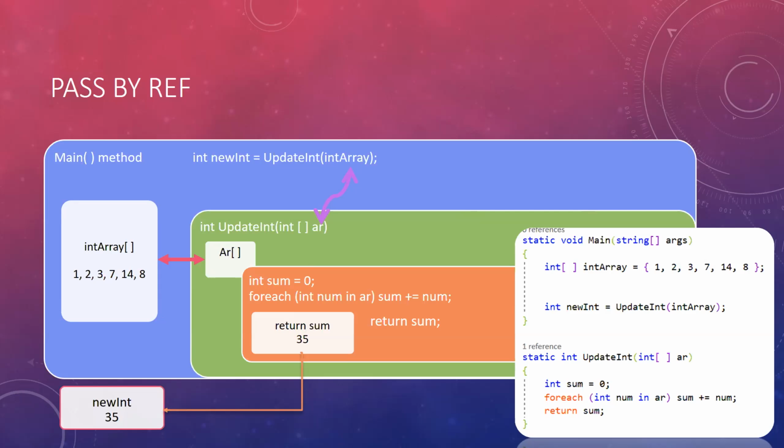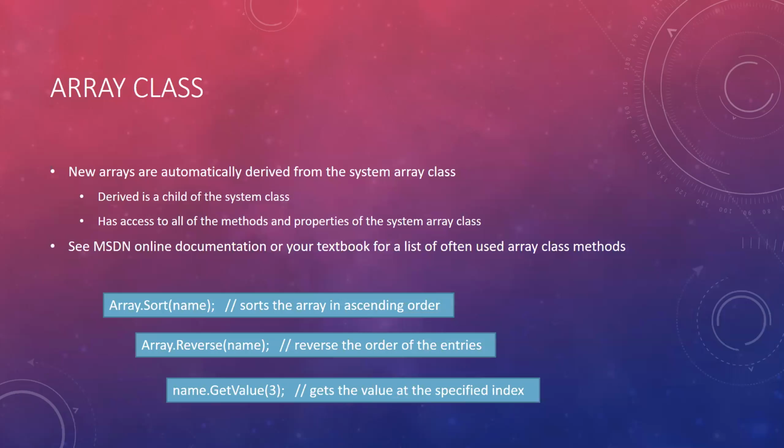So here's an example. We're returning a sum out of our array, but if we were to update it, it would be updated. We're going to have to try it in our code. Let's try it. Before we do so, a couple of things about the array class. We'll finish up here before we try that.